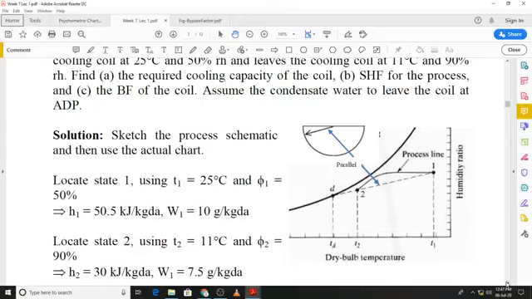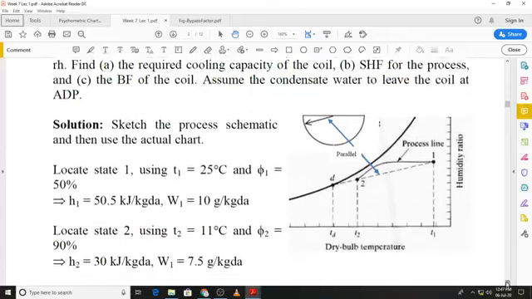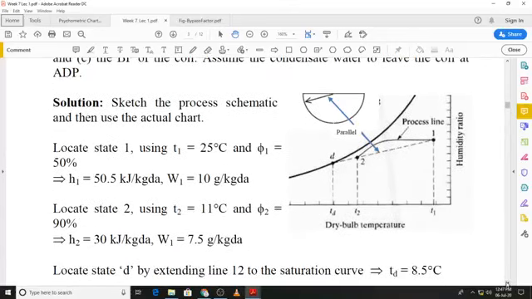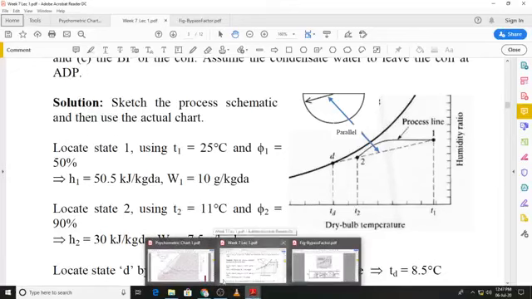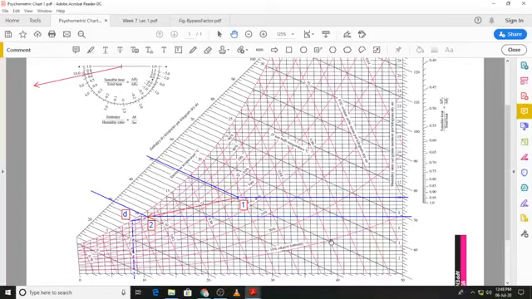So remember, first we need the cooling capacity of the coil as well. Before that, we will also locate state D, which is quite straightforward, because if you have already located states 1 and 2, state D can be easily obtained by extending the process line 1 to 2 to the saturation line. Once we have reached state D, we can find out the apparatus dew point, or the temperature at D, and that is now shown on the actual psychrometric chart.